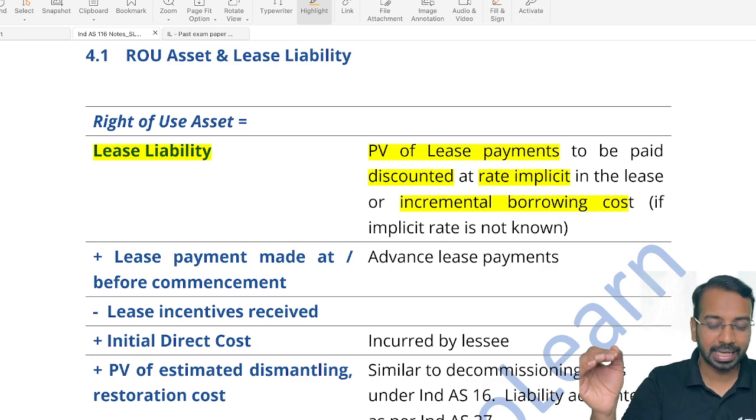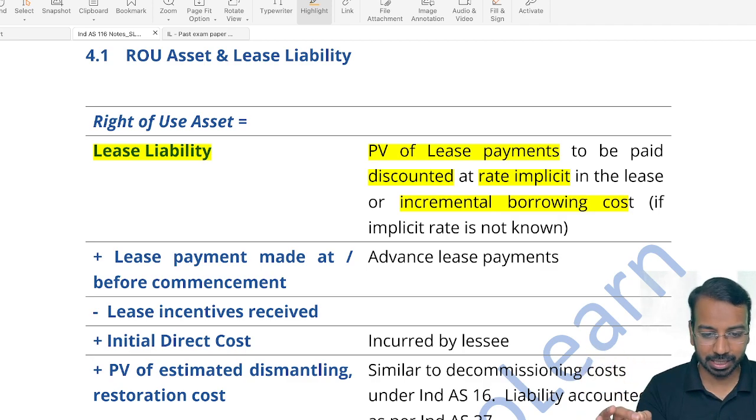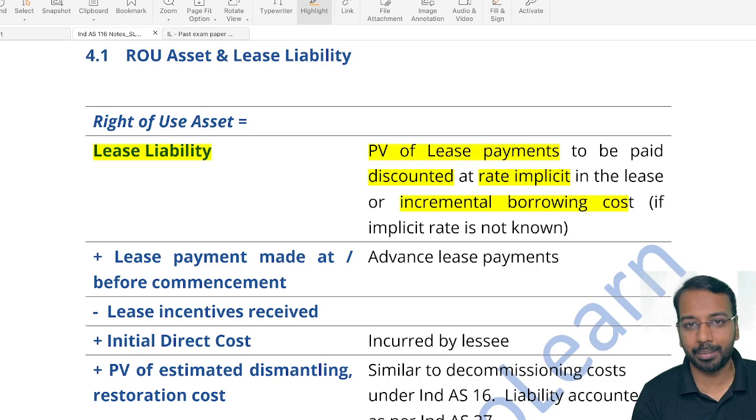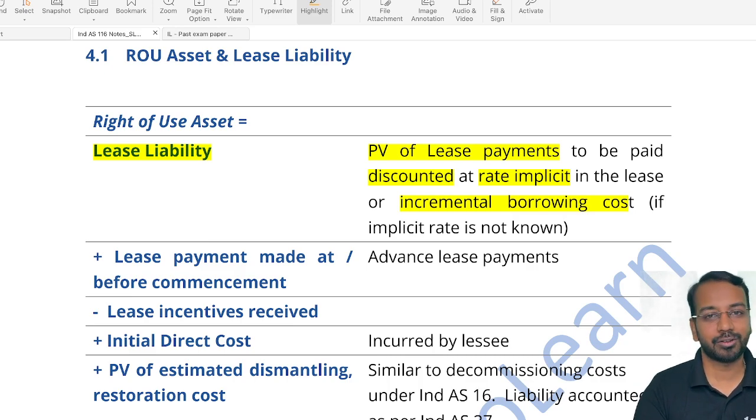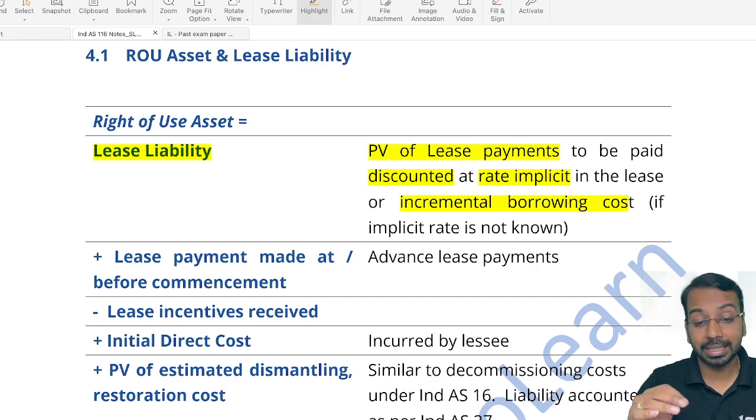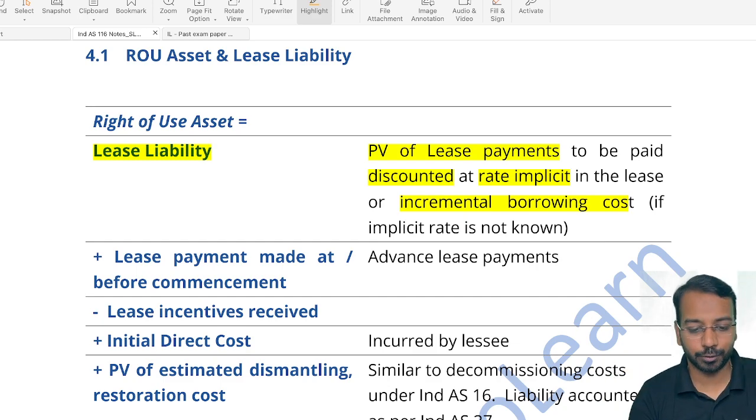The first thing you will do is calculate lease liability. Plus, if we have made any advance payment, now if you have already made the payment, we can't call it a liability, but we have paid for it, right? If you have made any advance payment, that also will be added to the right of use asset.